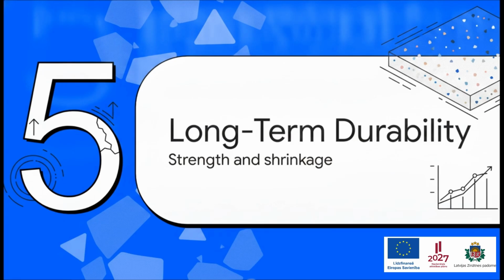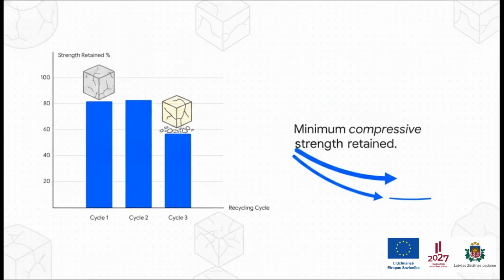Section 5, long-term durability shifts, strength and shrinkage over time. Once this fresh, highly absorbent, multi-recycled concrete finally hardens, we have to look at the long-term consequences for its strength and stability. Compressive strength is the fundamental property of hardened concrete, right? And there is a clear degradation here.